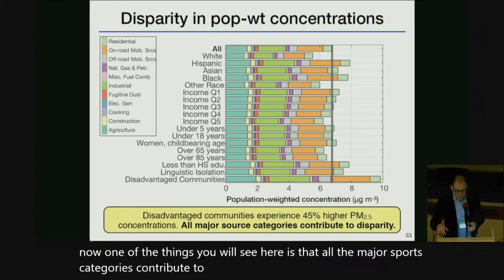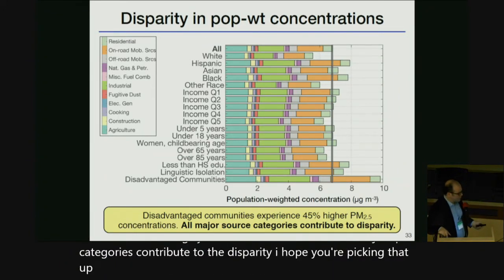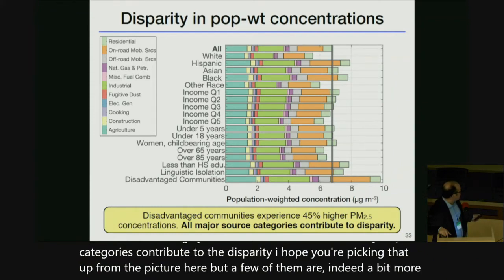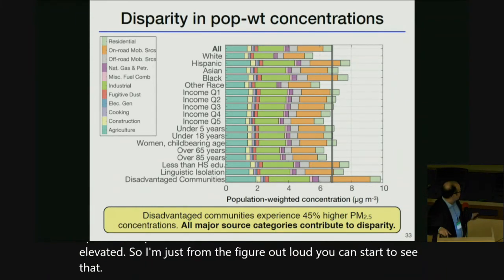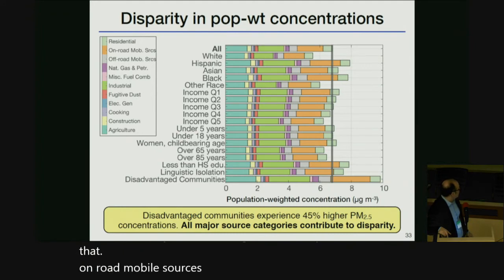I hope you're picking that up from the picture here, but a few of them are indeed a bit more elevated. So just from this figure alone, you can start to see that on-road mobile sources and industry are especially large disparities for the disadvantaged communities.